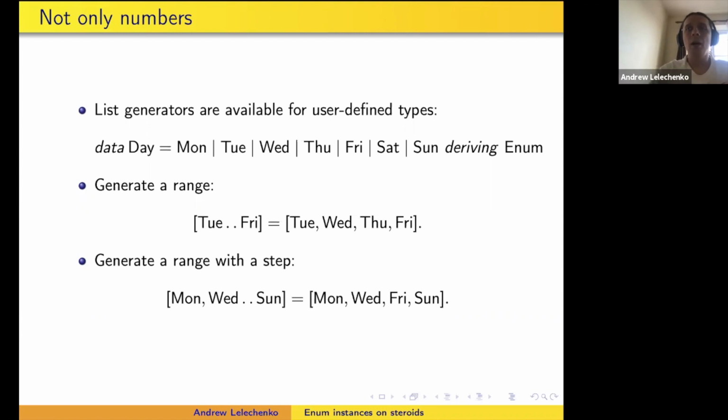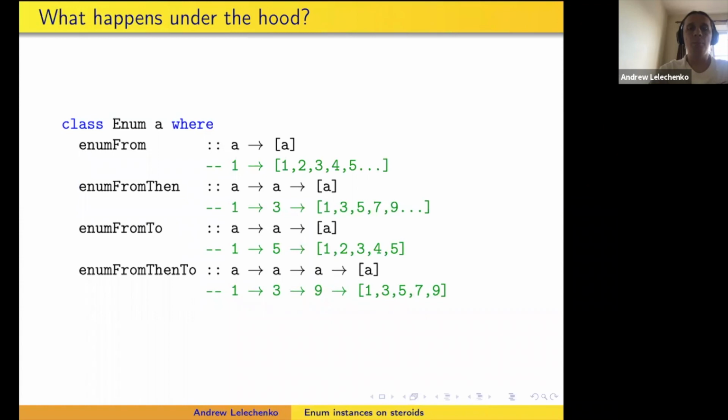An alert reader and alert viewer might have noticed that I didn't only define the data type itself, I also asked GHC to derive the Enum type class. And the reason is that actually it's the Enum type class that is responsible for list generators, for this syntax to generate ranges of values. What appears actually is that those 4 types of syntax for ranges are just syntactic sugar above simple methods of the Enum type class, which are enumFrom, which gives us an infinite list starting from a given value, enumFromThen, which gives us an infinite list defined by the first 2 values, enumFromTo, which gives us a finite list, and enumFromThenTo, which gives us a finite list with some step between elements.